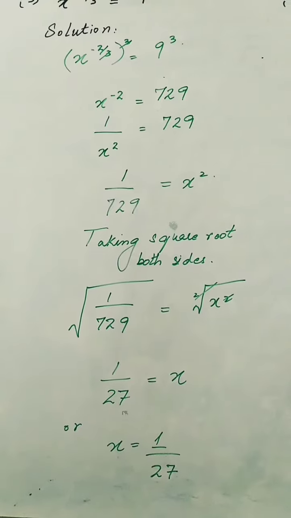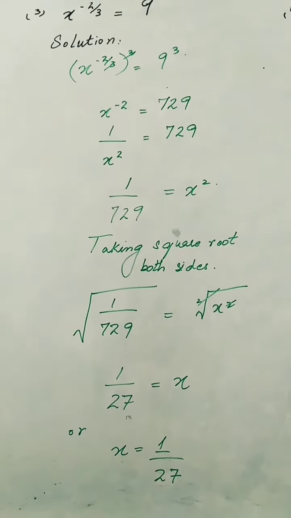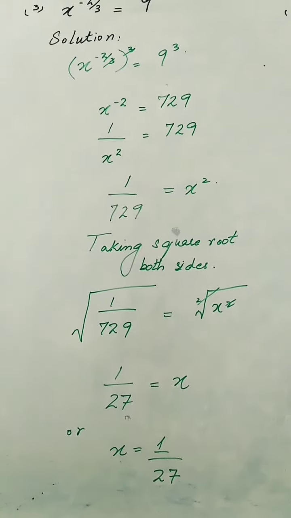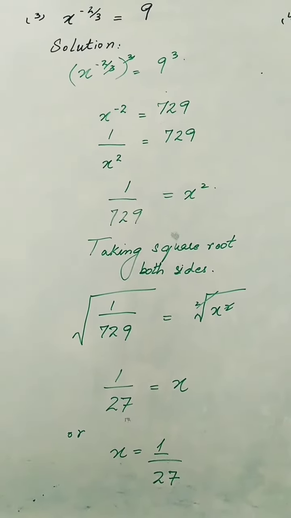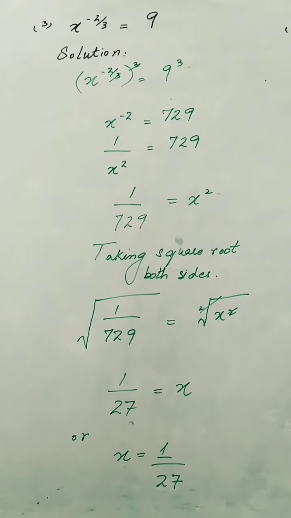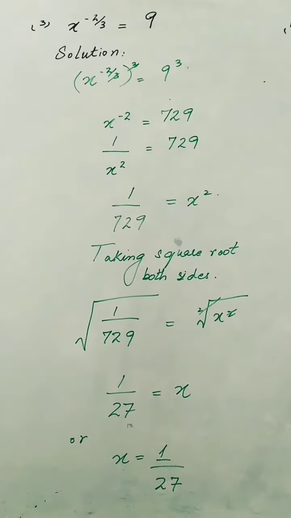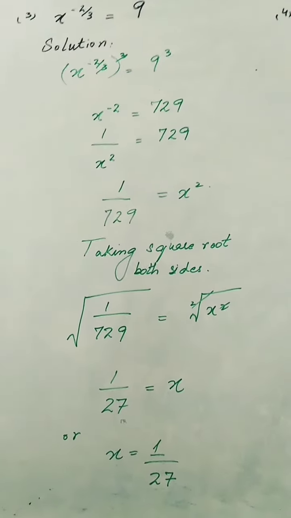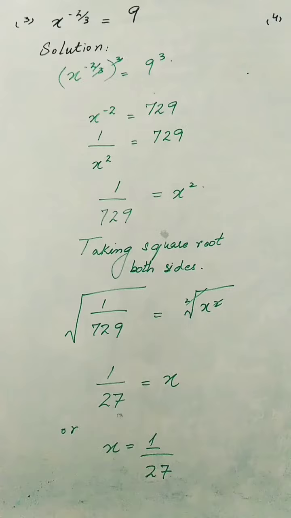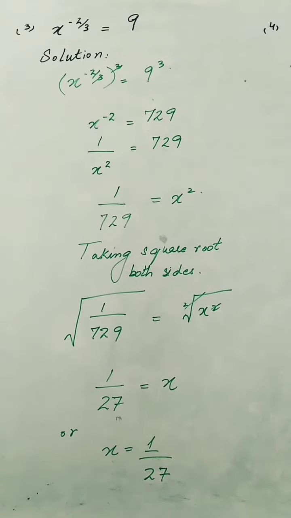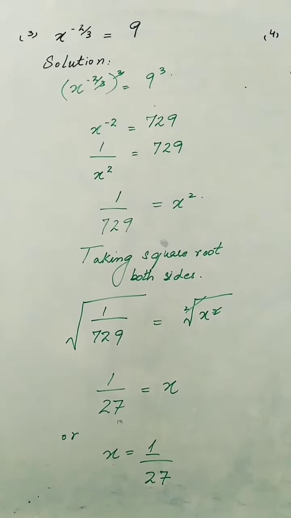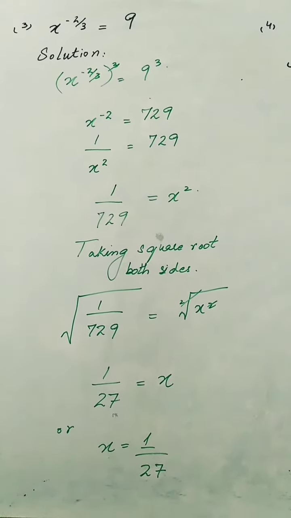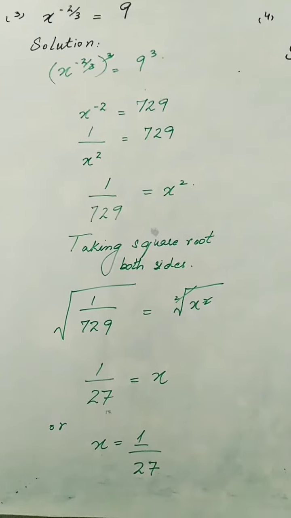Now this x square is dividing here, so we will take it to the other side, and it becomes x square, and 729 is multiplying there, and we will take it to the other side in the division. So the expression becomes 1 over 729 is equal to x square. Now taking the root on both sides, we will have x come out of the square root is equal to 1 over 27, where 27 is the square root of 729.